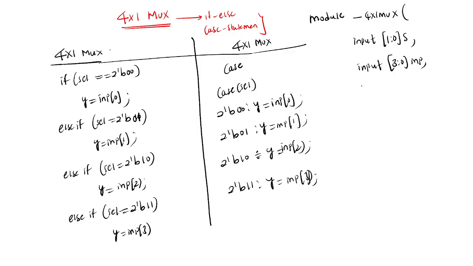Okay, and output reg y. Output reg y. Okay, and here in this always @(*), I am giving star. Okay, and begin. If it is a case statement, you need to write this one. If it is an if-else statement, you need to write this one. That's it. End module. Did you understand how I am writing?